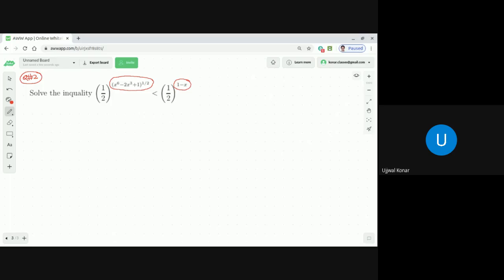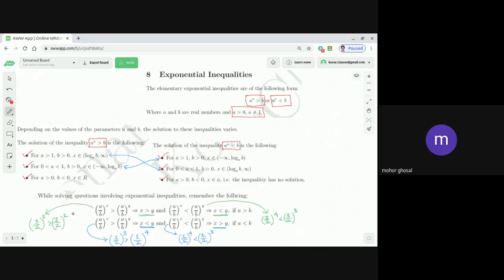Can anyone say, please, dear students? As 1 by 2 is a proper fraction, so definitely this quantity should be greater than this quantity, isn't it? That's what we have learned, correct? Yes. If a by b power x is less than a by b power y, that implies x greater than y if a is less than b. Just concentrate on this part. Correct, dear students? So this thing we are going to apply here.